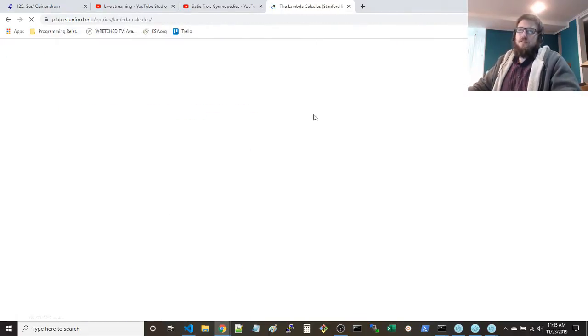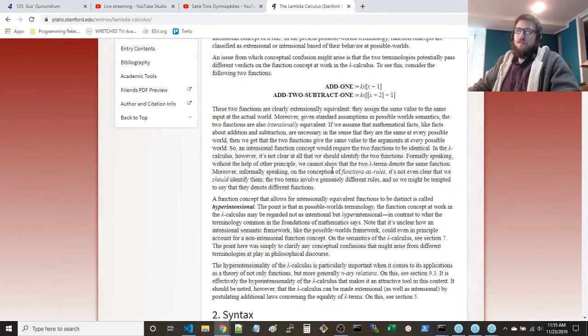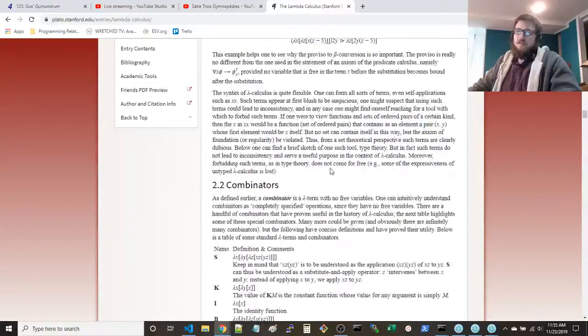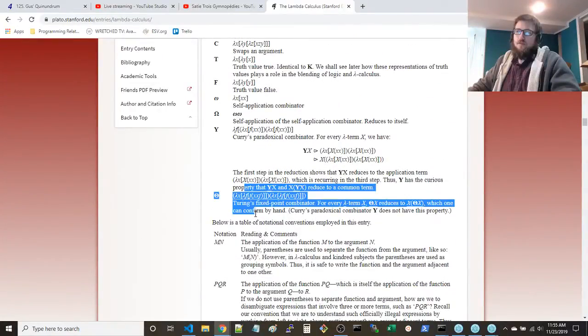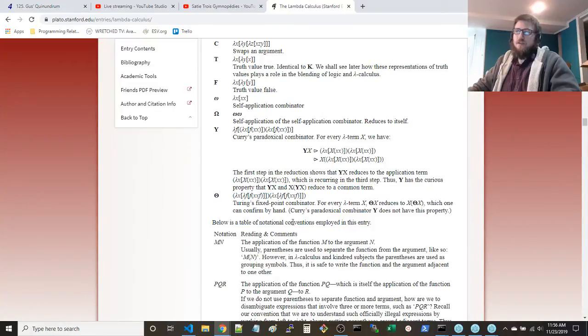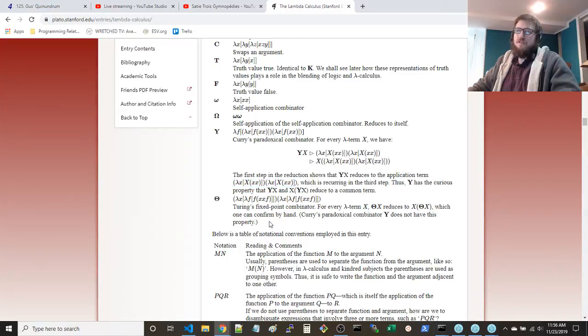All right, so what you could do in theory is use Turing's fixed point combinator, right? And what this will achieve for us is, for every lambda term x, this will reduce to x of.